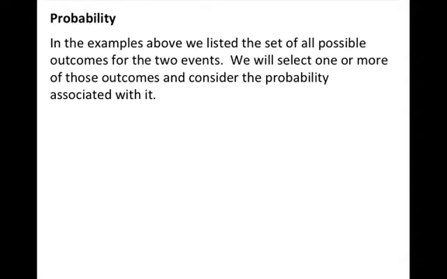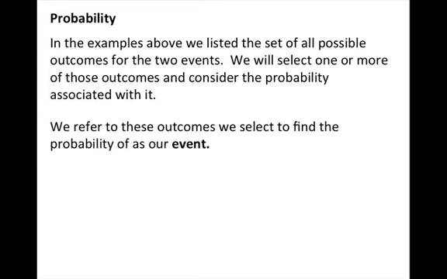Well, now let's look at probability. In the examples above, we listed the set of all possible outcomes for the two events, or the single event sometimes if we were just rolling one die. We're going to select one or more of those possible outcomes and consider the probability associated with it. We refer to these outcomes we select to find the probability of as our event.